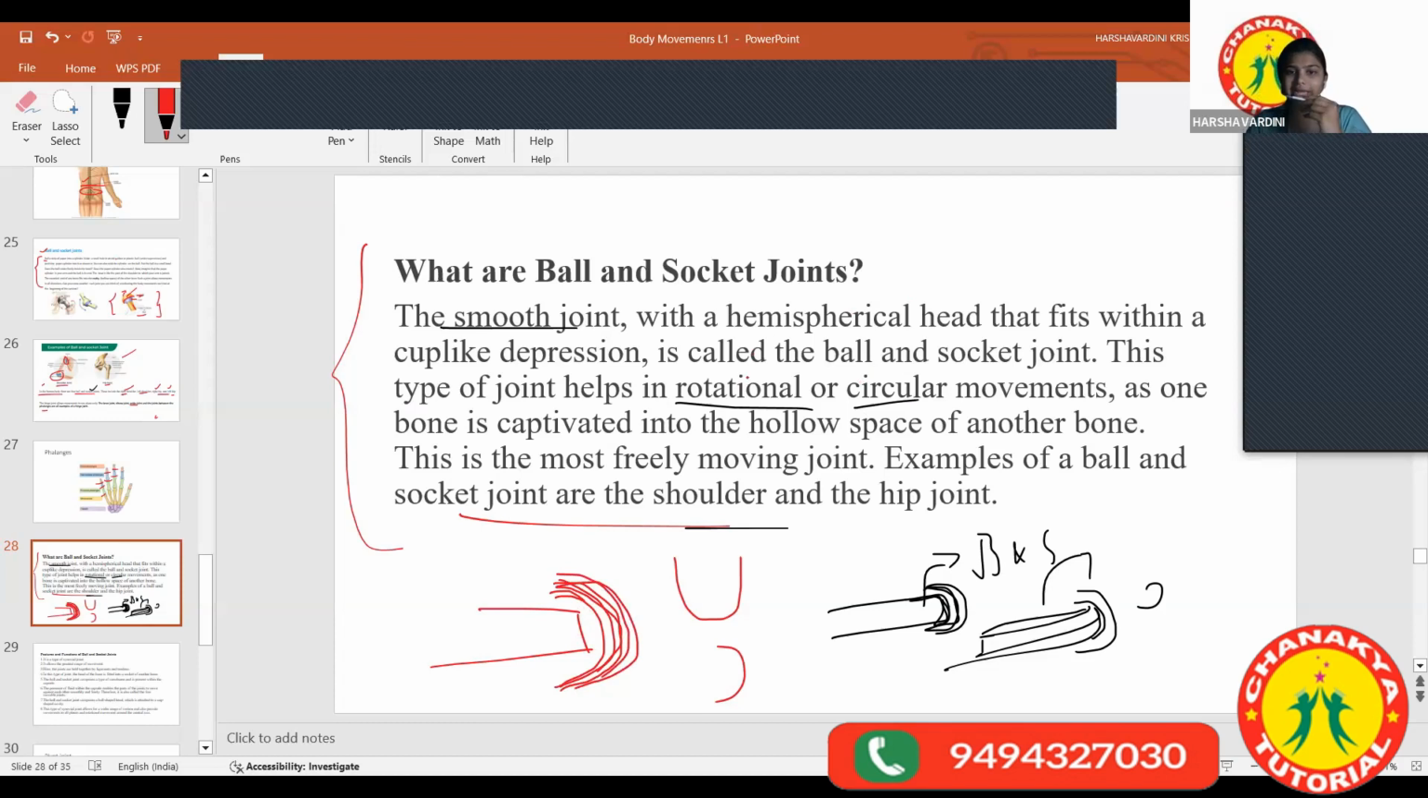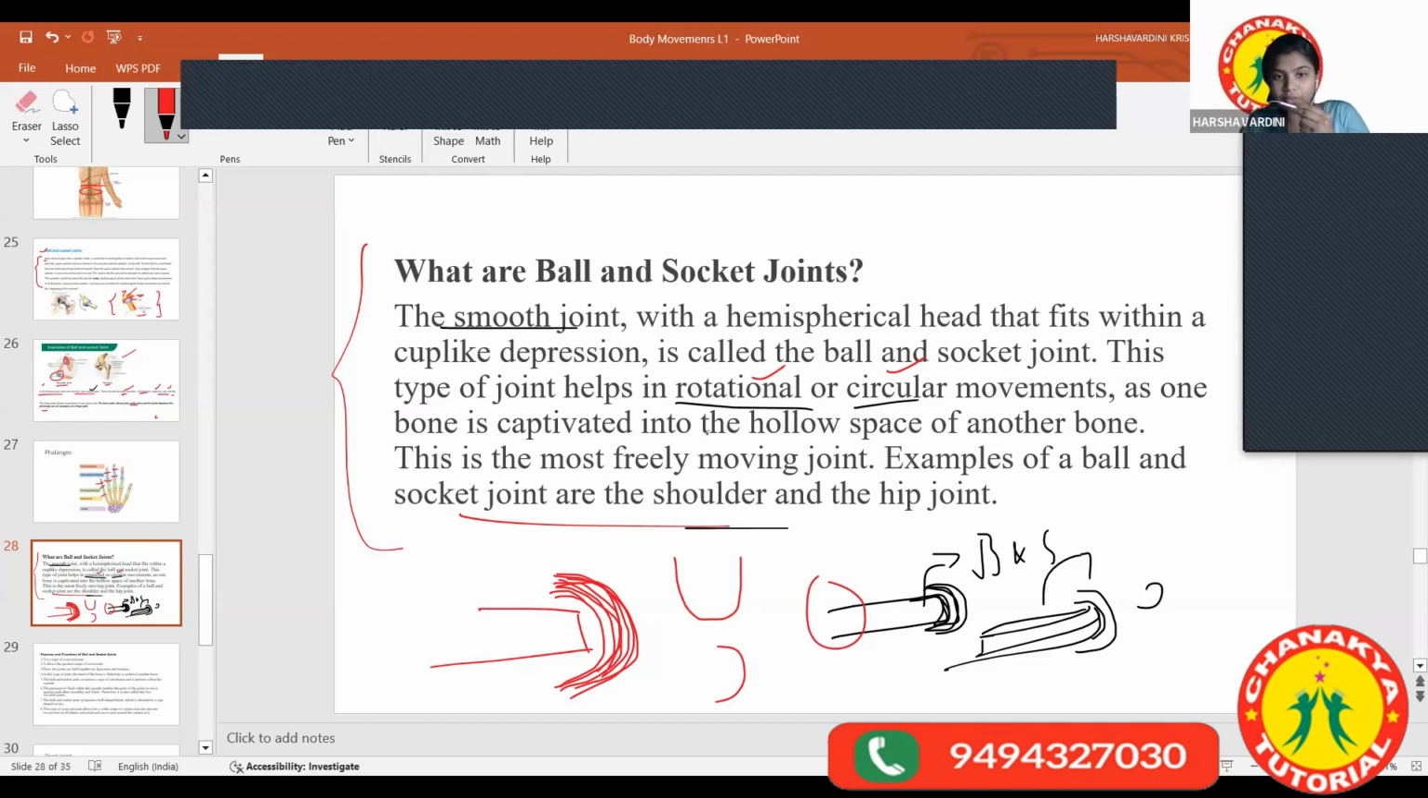This type of joint helps in rotational, circular movement. Obviously, I can rotate my full hand, right? Wherever rotation is possible, a very good hint is this is a half sphere, a hemisphere. Obviously a circle means rotation, right? So it's a half sphere, and obviously full rotation is possible there, right?